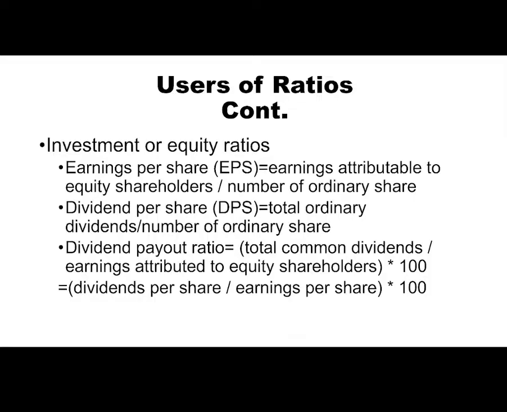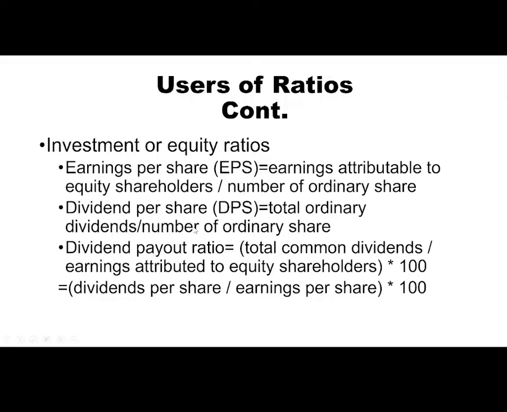Then you have the dividend per share, which represents the amount of cash dividend that shareholders expect to receive for every share invested in the company. So the total ordinary dividends, you have to divide it by the number of ordinary shares.